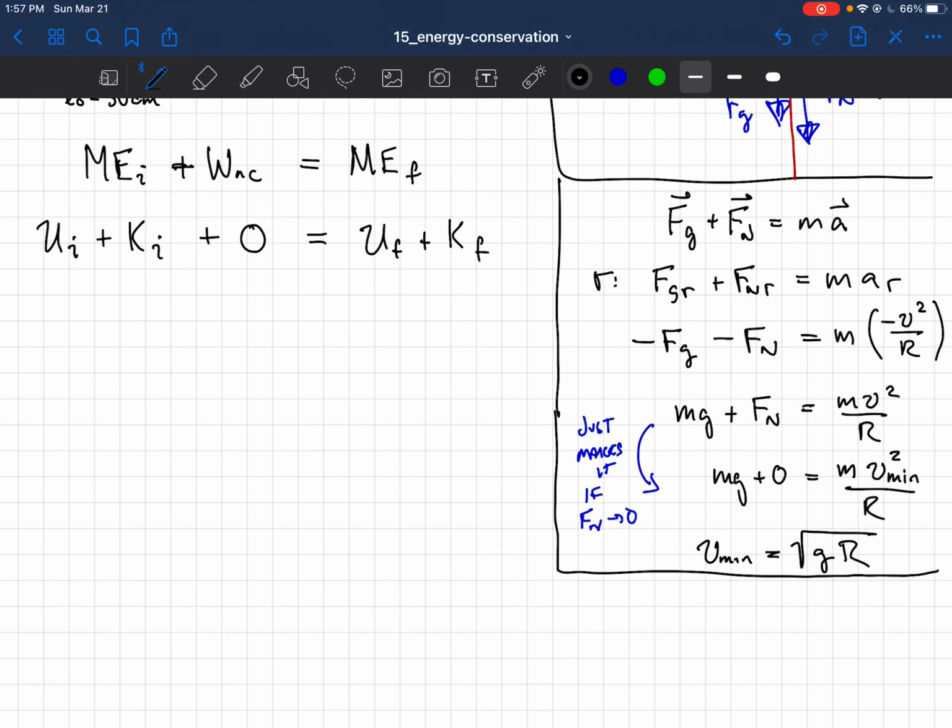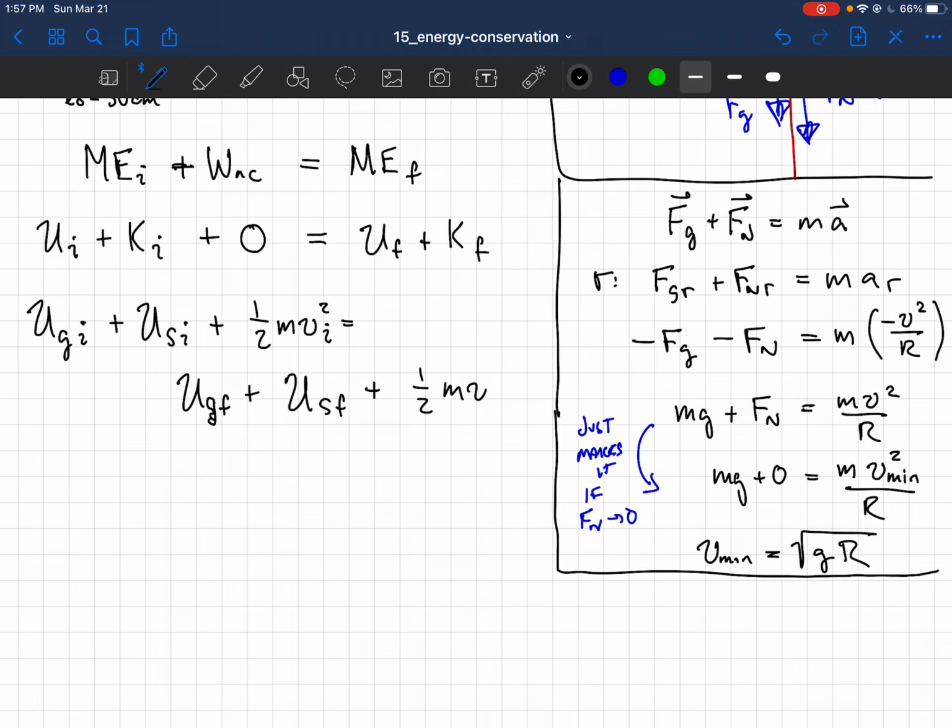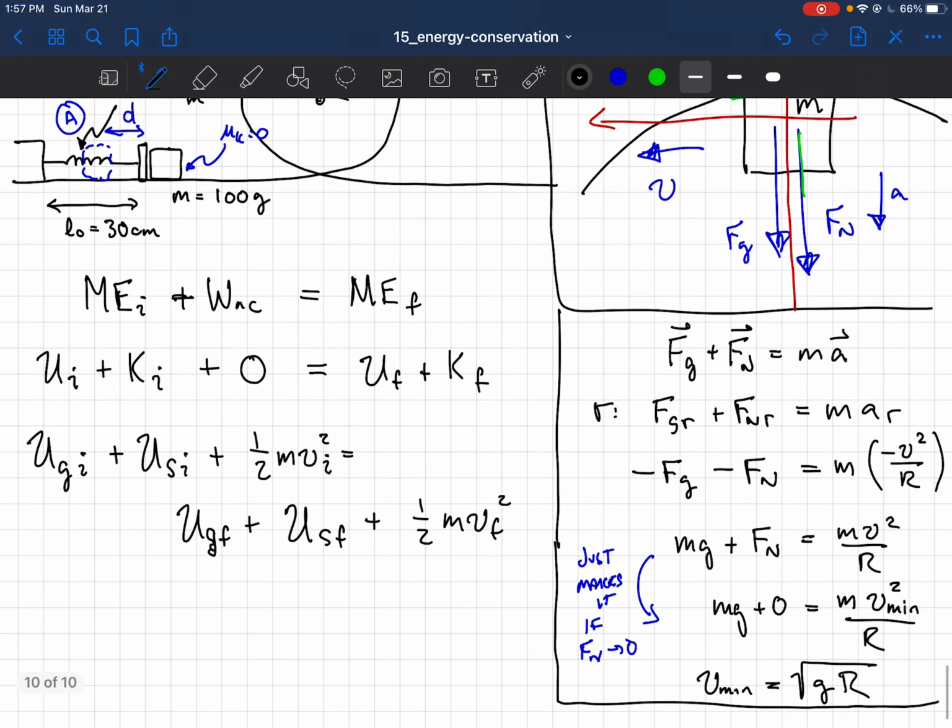Now, potential initial, we need to be a little bit more careful than we have in the past because we have 2 possible potential energies. We have potential energy due to gravity, and we also have potential energy due to the spring. And then kinetic initial is 1/2 m v initial squared. And then for the right-hand side, we have the same thing. So we have potential energy due to gravity final plus potential energy due to the spring final, and we have 1/2 m v final squared.